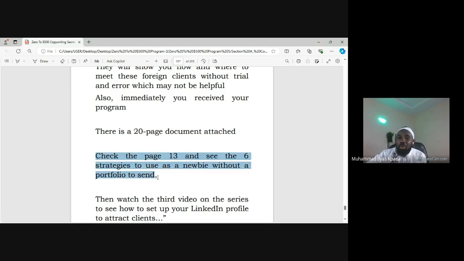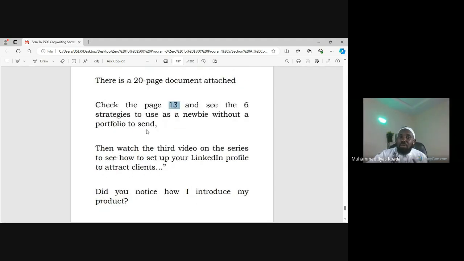What am I using here? We have discussed tension and information gap here, right? This is tension and information. I'm telling you to check page 13 and see the 6 strategies to use as a newbie without portfolio to send. Then watch the 3rd video on the stories, on the series, to see how to set up your LinkedIn profile to attract clients. You see the way I'm coming, I'm putting you in a situation that is feeling that this product is going to work already, right?